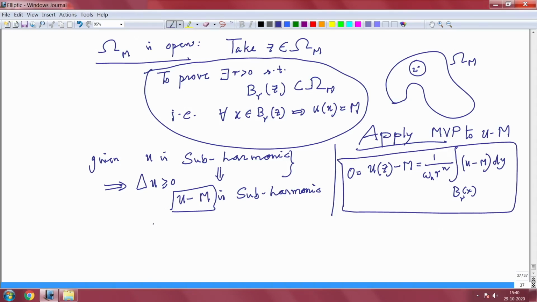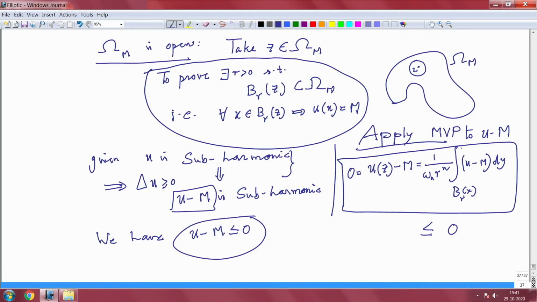So what do you get? But what is u minus m? M is the maximum. So you have to conclude something from this inequality. Okay, m is a maximum, so u minus m is always negative. So u minus m here is negative, and this is less than or equal to 0. So you have both ways 0.